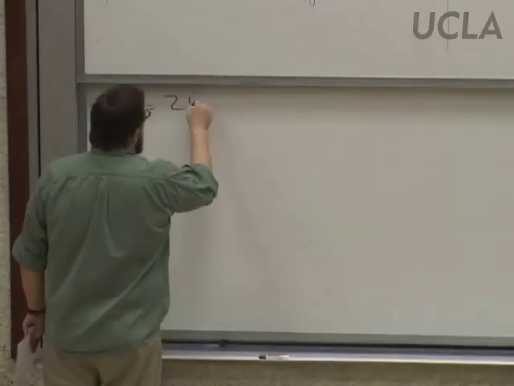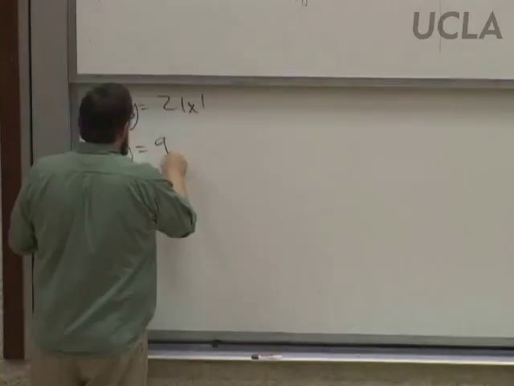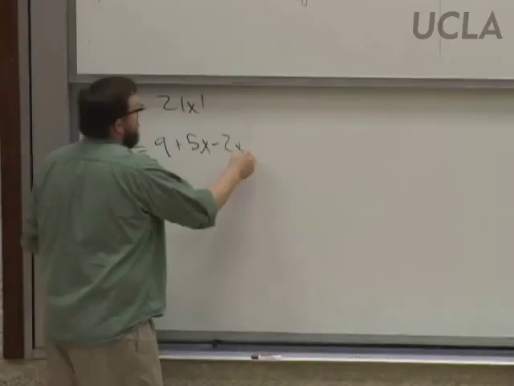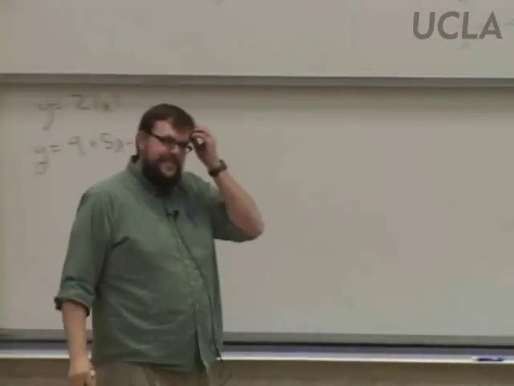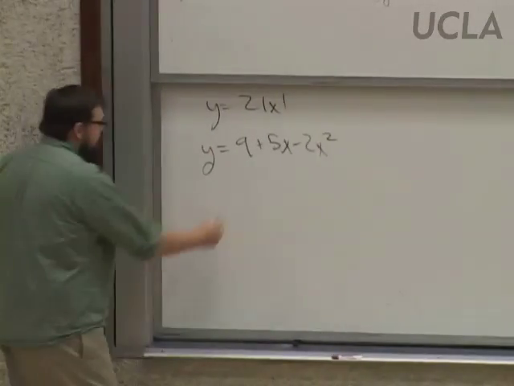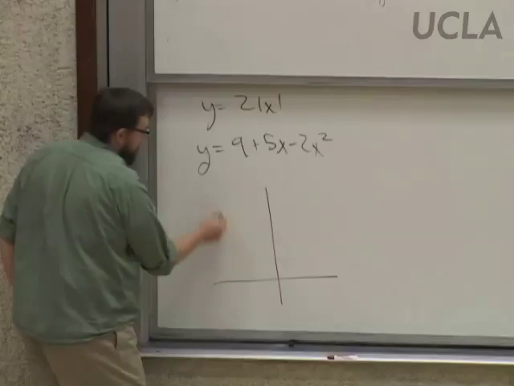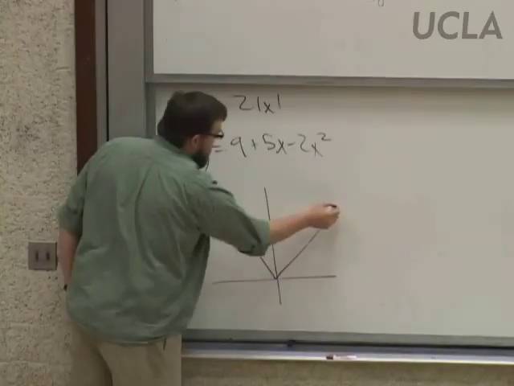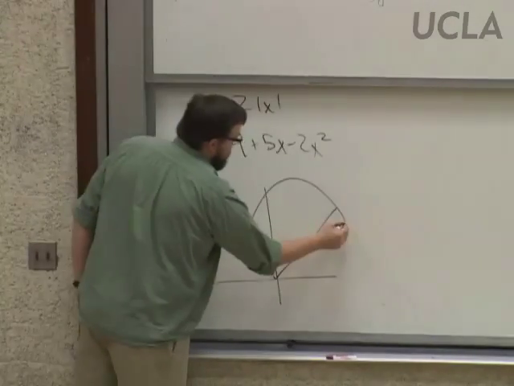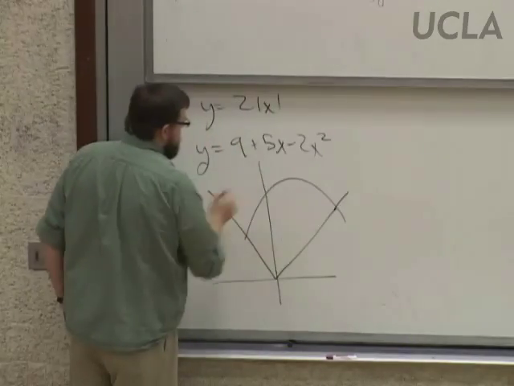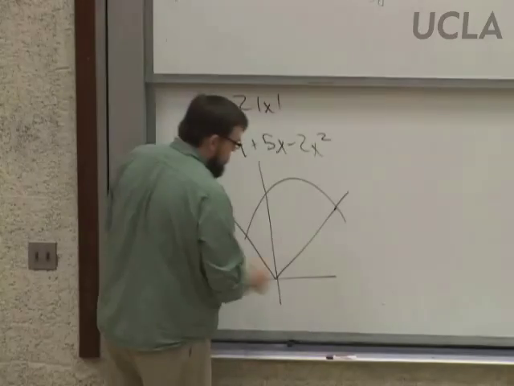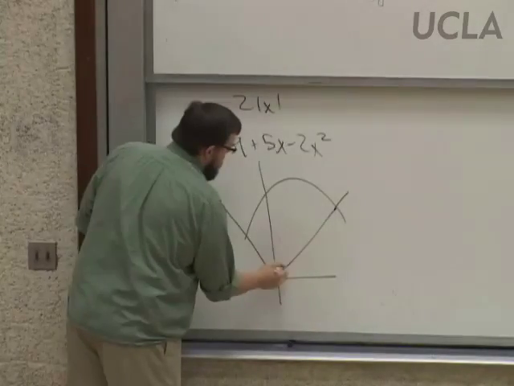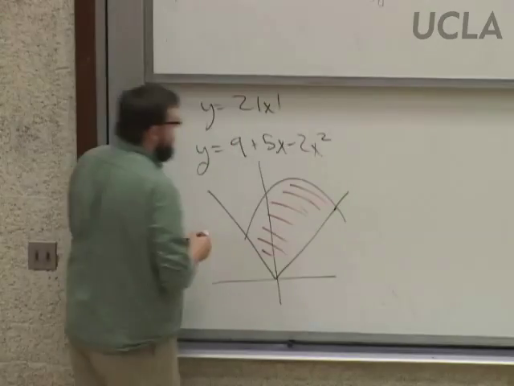Well, so we had the problem: find the area between y equals 2 absolute value of x and y equals 9 plus 5x minus 2x squared. I actually haven't done this one all the way through, so hopefully it doesn't get too bad. But the picture here is we have this function 2 absolute value of x, and then we have some sort of upside down parabola. So the picture, roughly speaking, looks like this. And we're asked to find this area here, the area between them.